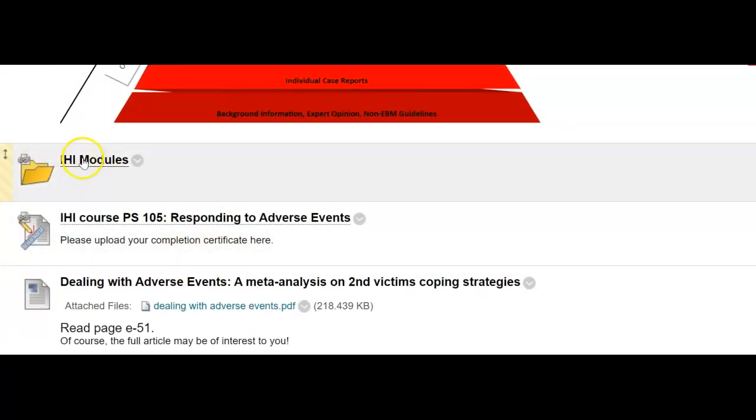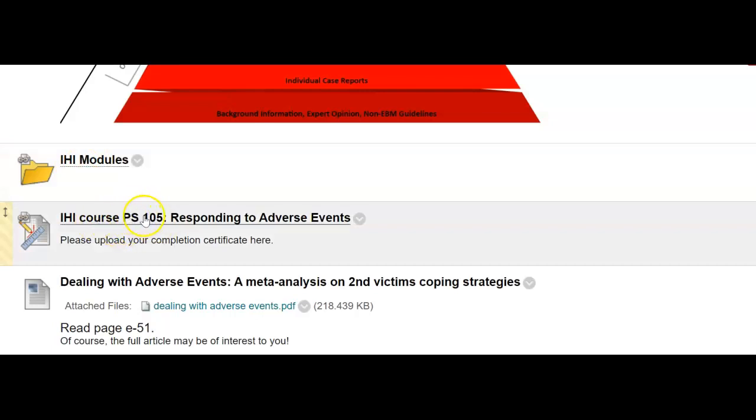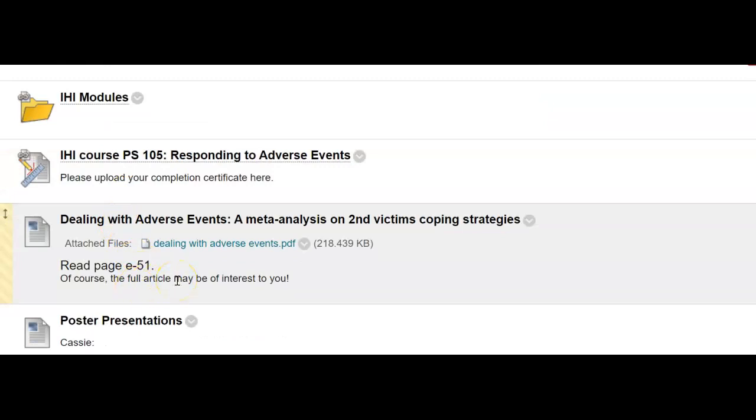The link to the IHI modules, and here's where you're going to upload your certificate, is here. There is an article on dealing with adverse events. So after you do PS 105, then take a look at this study. I do not expect you to read the whole study. What I'm most interested in is one page, E51. It's the first page. Read through. It has their methodology, etc. But read through the literature review. And please note that this is a meta-analysis.